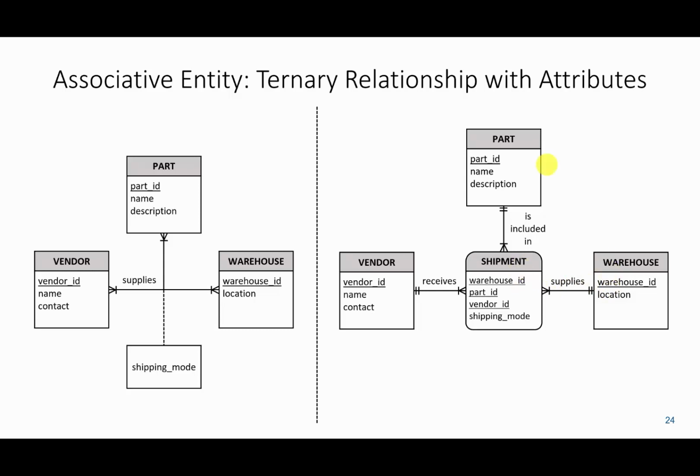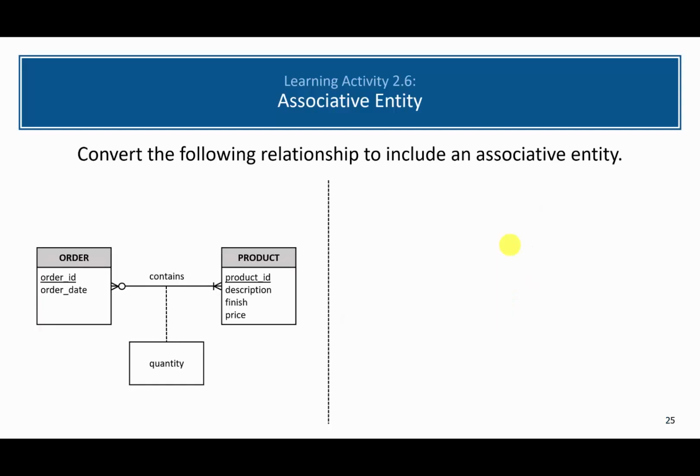Now we'll take each one of these identifiers from the original entities that made up the relationship, and we'll add them all together, and together they will become the identifier of this associative entity. Alternatively, we could have just used shipment ID as our identifier. So now what I want you to do is pause this video, try to create the associative entity that should exist here on your own, and then come back and compare your answer.